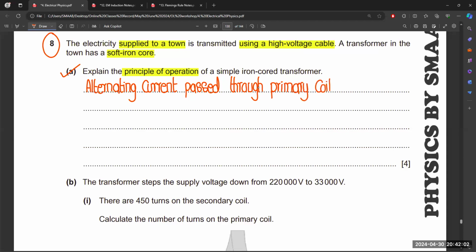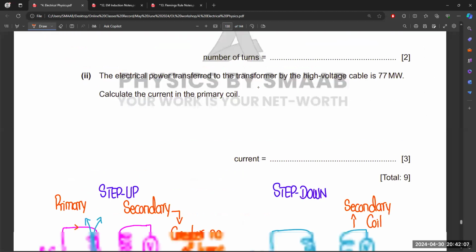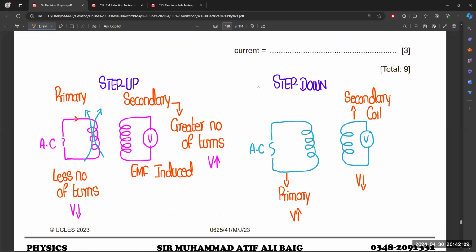Pass through primary coil. Could you explain this again, please? I didn't quite understand it. Step up and step down. Basically, in a step up and a step down, there is a game of number of turns. So you observe that in a step up transformer, there are fewer turns in the primary coil as compared to the number of turns in the secondary coil, right? So we have more number of turns in step up.